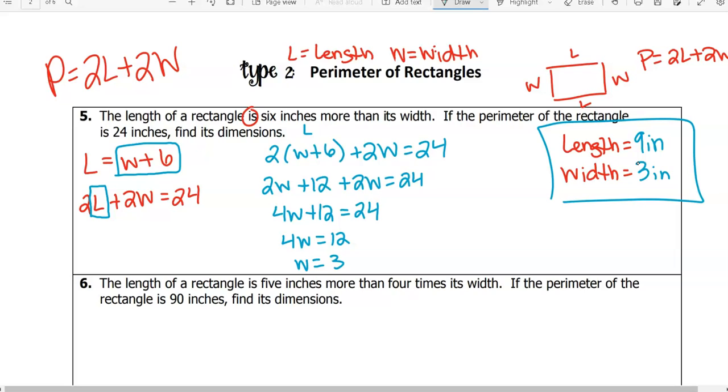In the world of word problems, are we doing okay? Yeah. Yes? Okay.